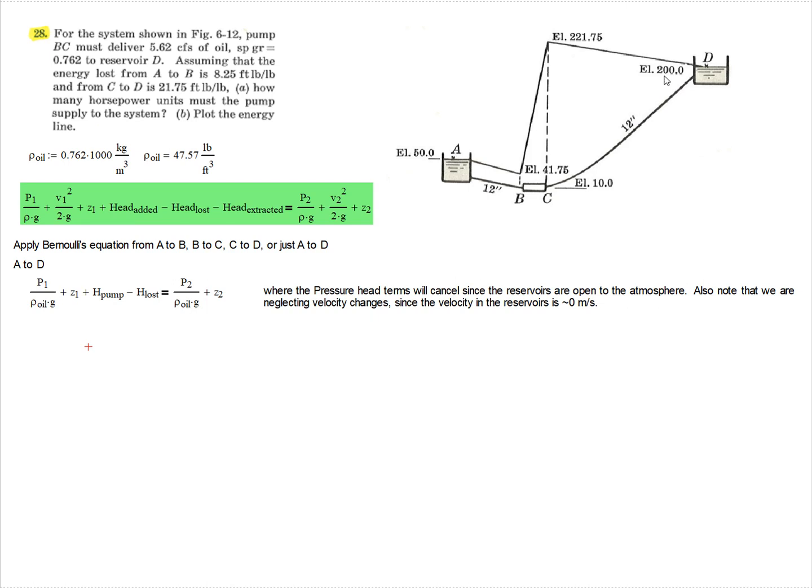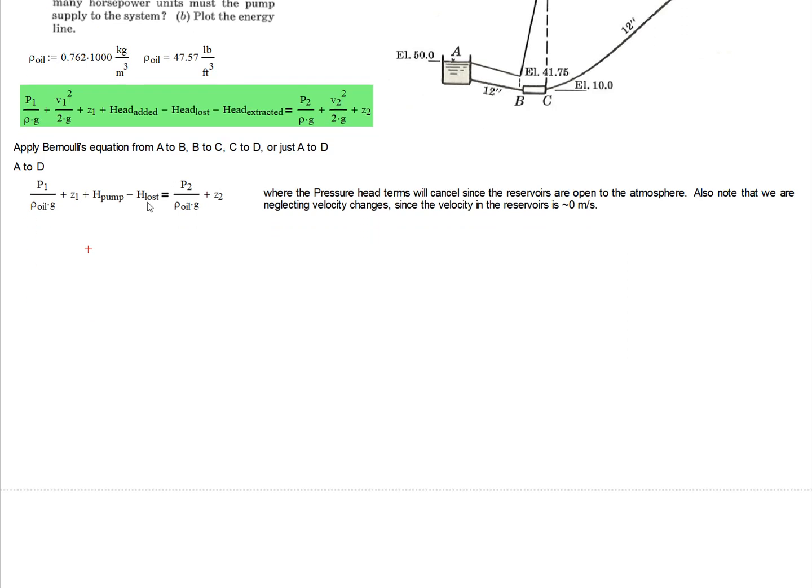Now, what we're assuming is that the atmospheric pressure at this elevation is the same as at this elevation. And so that's a 150-foot difference. And what you'll find is that the difference in the atmospheric pressure between these is minuscule. So we're safe assuming that the atmospheric pressure is the same here. So these pressure terms are also going to cancel out. And so what we're left with is Z1 plus H pump minus H losses is equal to Z2, because these terms are going to cancel out.